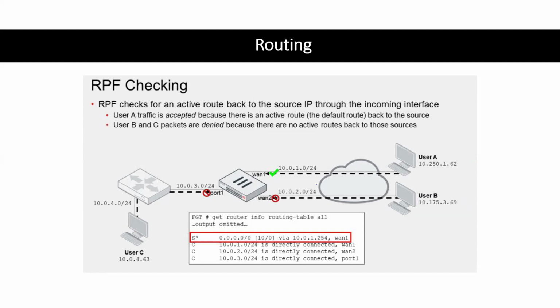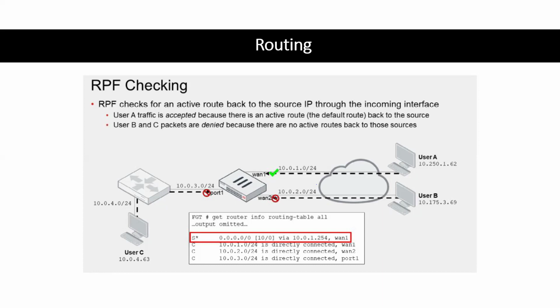They don't, right? And then there is no active route for that subnet through port 1. Okay, so through port 1, we don't know how to get there. We don't know how to get to the 10.0.4.0 network. We don't see that in our FortiGate. Okay, so what's going to happen? The FortiGate is going to say, hey, I'm going to go ahead and drop this. I don't know where to send it.